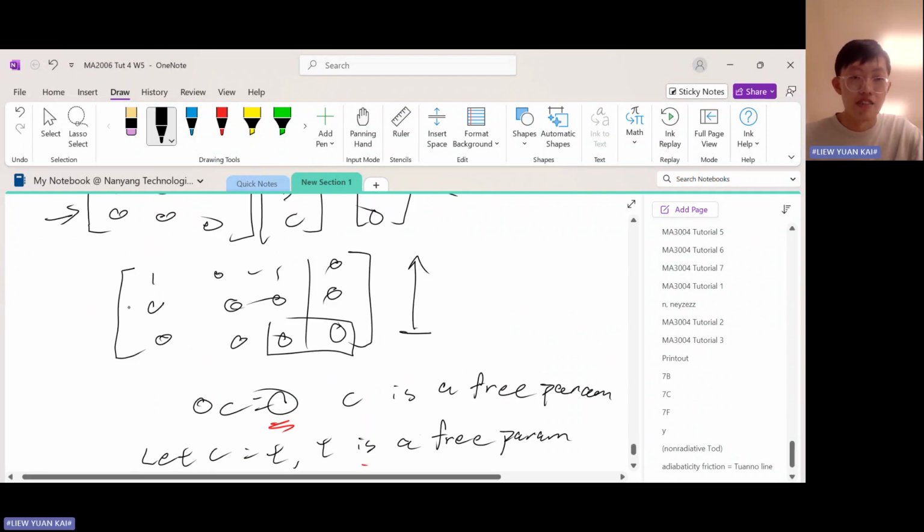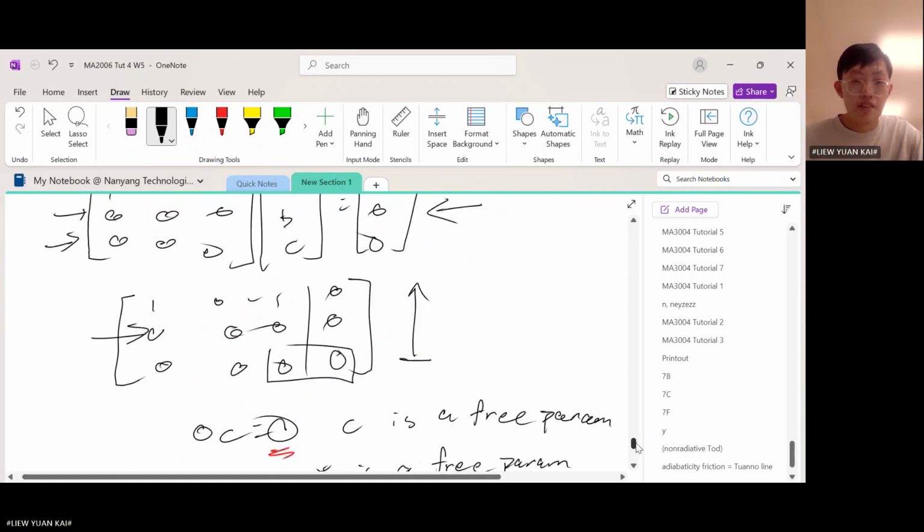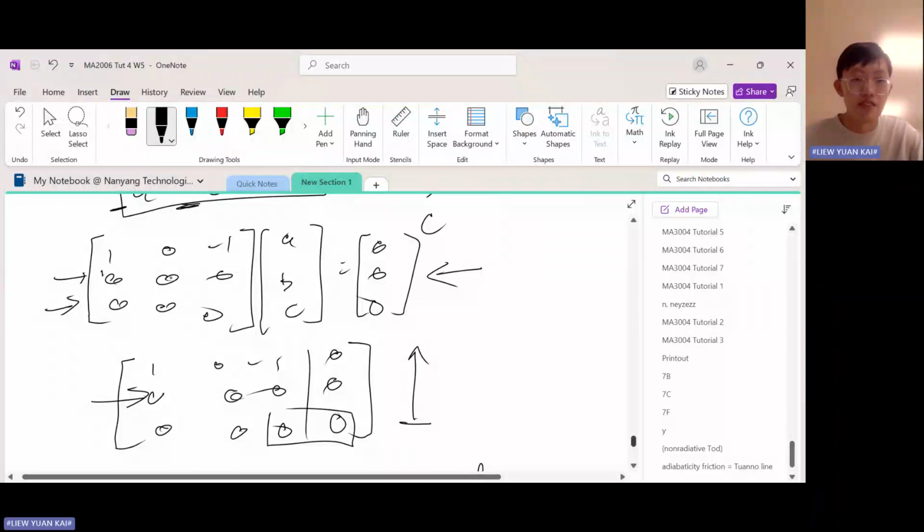So equation 2 is useless. It doesn't tell us anything. Then you just substitute it into equation 1. Equation 1 is the earlier one that we got, a minus c is equal to 0. This is replaced with t. Then you solve for a, it will be this.